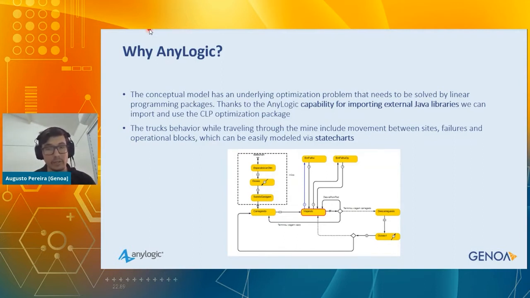Besides talking about the simulation, we have certain aspects that should be modeled as agents using, for example, state charts, and other aspects that should be modeled as discrete event simulation. For example, the behavior and the traveling of the trucks could be easily modeled with state charts as agent-based simulation, because the trucks can be idle, they can be traveling, they can be loading or unloading. So it's a classical problem to use agent-based modeling.